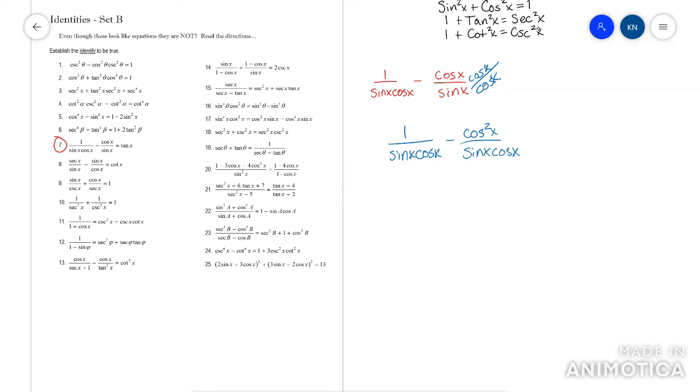And you do this because now you can combine these numerators and you have 1 minus cosine squared, which is rule 1, that's sine squared over that sine cosine. And you do this because now one of these sines can cancel and you'll be left with sine over cosine, which is tan, which is what I wanted. And I would be done.